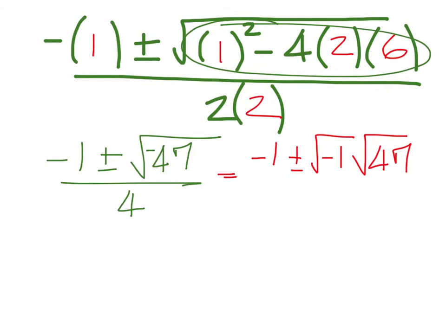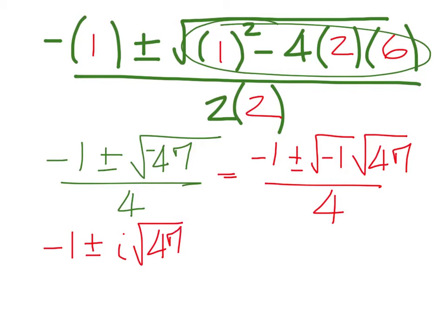So now you have square root of negative 1, square root of 47. You can factor that out. And we know from the last test that the square root of negative 1 is i. So you can go back and do this. Replace that square root of negative 1 with an i.